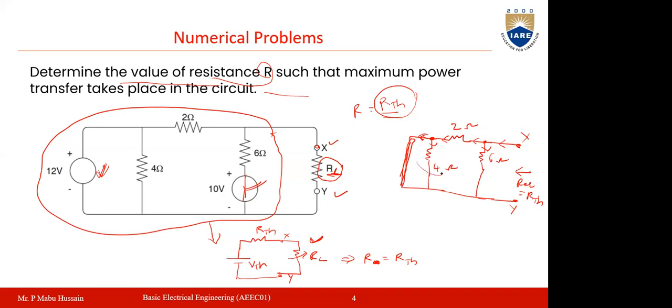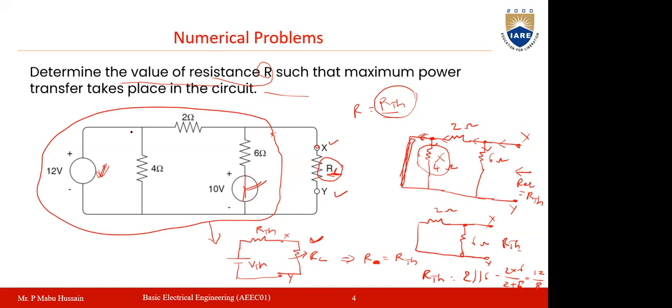So no current will flow through this 4 ohms, and you need not consider this 4 ohms here. Your circuit will be simply this 2 ohms and this 6 ohms. Now the equivalent resistance between these XY terminals will be your R Thevenin. Between these 2 points, the 2 ohms is in parallel with the 6 ohms. So R Thevenin will be 2 into 6 by 2 plus 6, which is 12 by 8. This is your R Thevenin value.